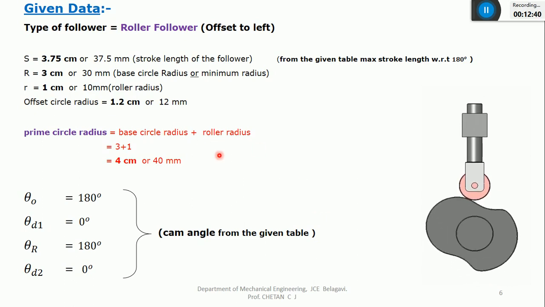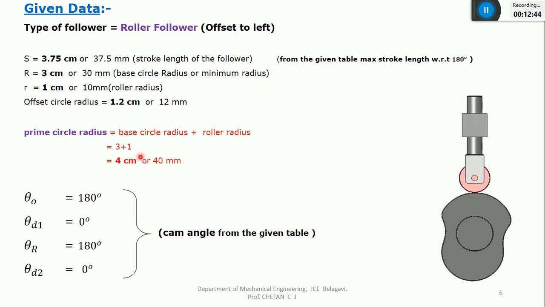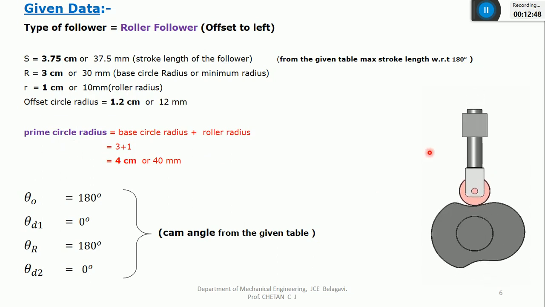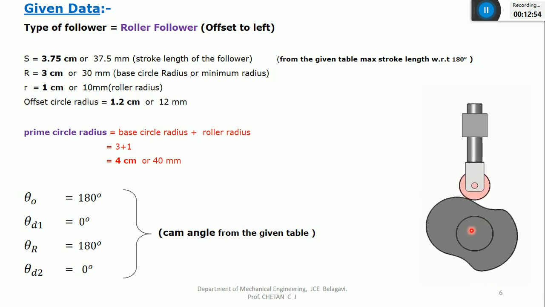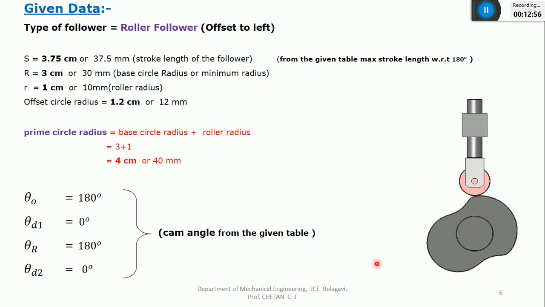Sir, where will be the prime circle? The prime circle is the reference circle with respect to which we are going to draw the cam profile. Approximately it will be at the center of this roller and the center of the cam. It will be like this.